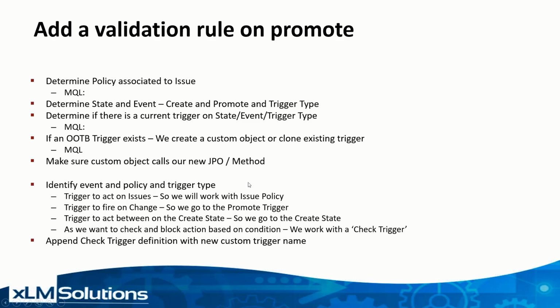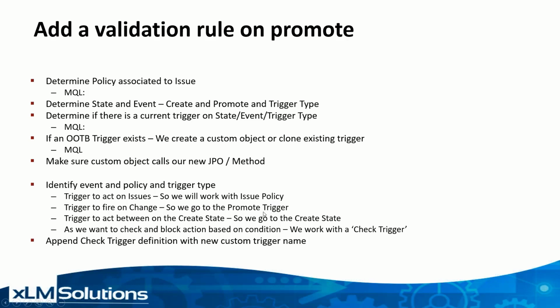We'll then make sure to call our new JPO method and put it in the system. So all that sums up: we're going to do a trigger to act on an issue. We'll work with the issue policy. It's going to fire on change.